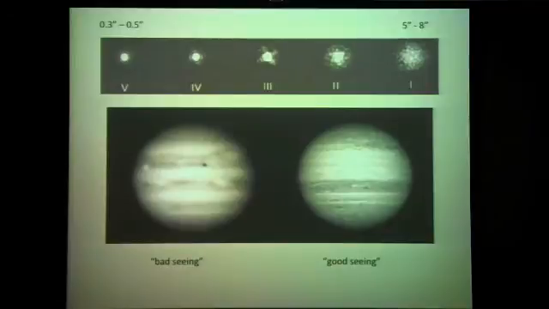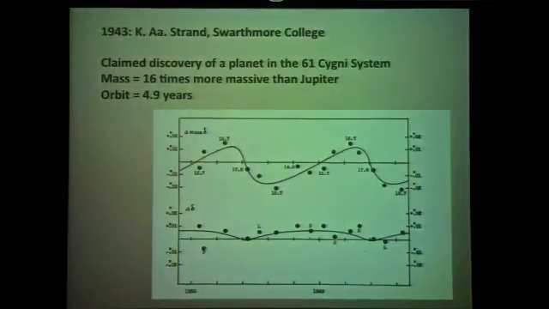So they measured those motions. The first person who thought he succeeded was an astronomer named Strand working at Swarthmore College. And in 1943, he claimed that he had discovered a planet in the 61 Cygni system. Why 61 Cygni? It's a close star. We know it's a close star because Bessel measured the parallax. If you're going to discover a planet, the best candidate stars would be the closest stars. And he knew 61 Cygni was close. So he studied 61 Cygni. And 61 Cygni is in this orbit. So what was he doing? He's watching the orbit of 61 Cygni, and he's trying to see the star wobble.